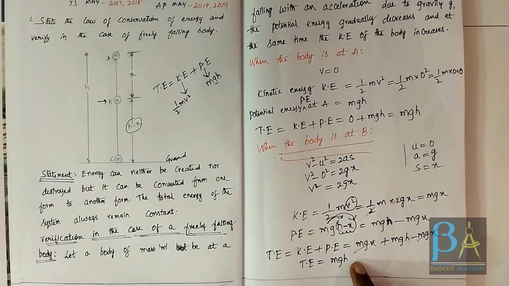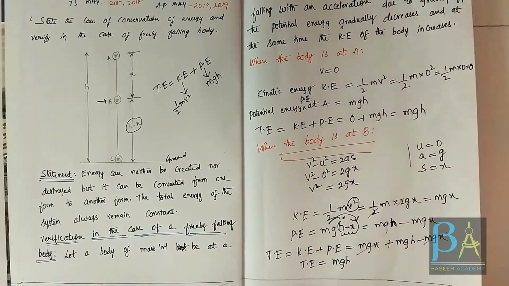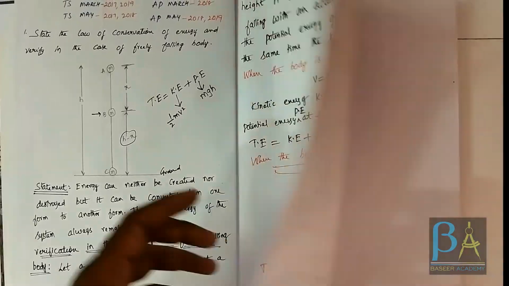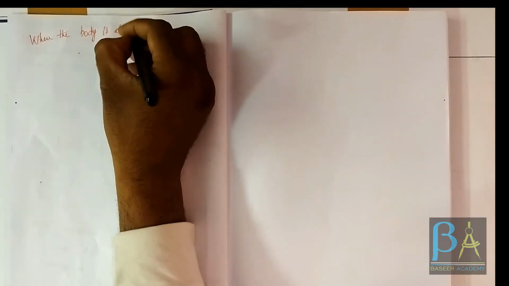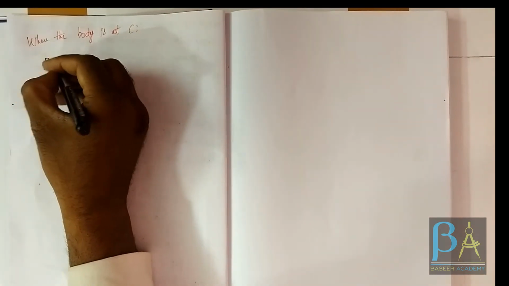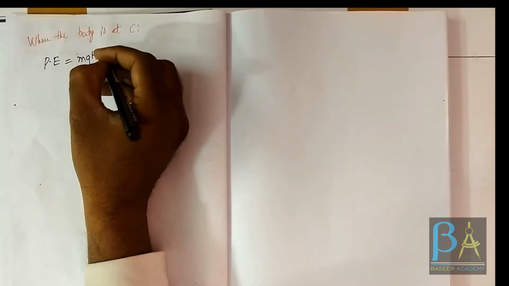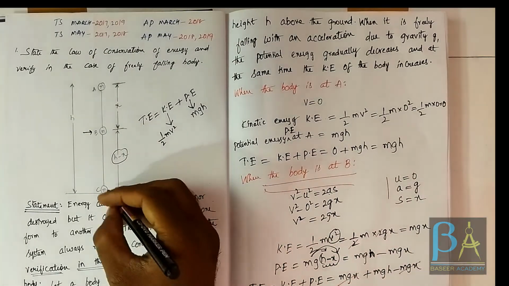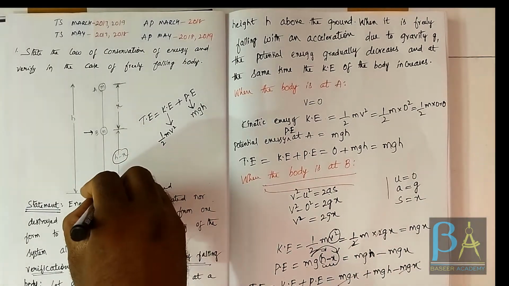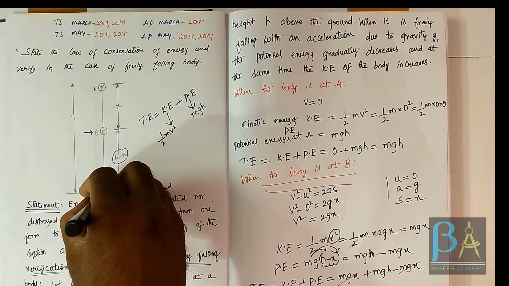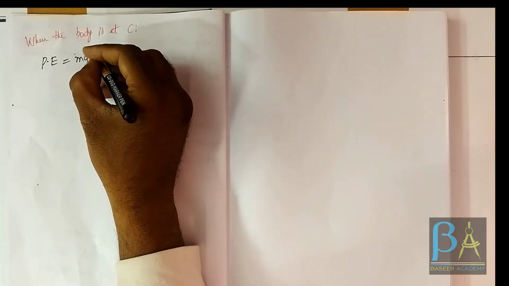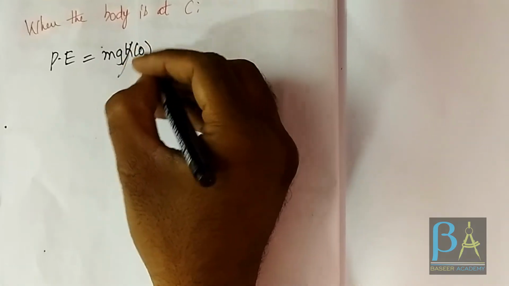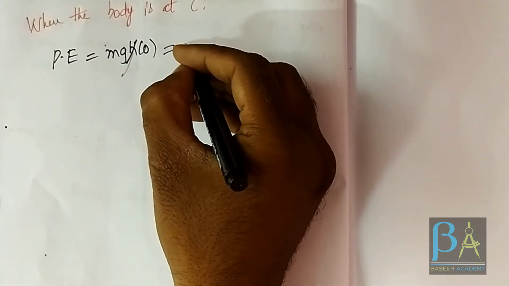Let us also find out the total energy at point C. When the body is at C, let me find out the kinetic energy and the potential energy. The potential energy is given by the formula mgh, but at point C, you can see for yourself the body is on the ground. So the height of the body from the ground is 0. So in place of h, we are going to write a 0 here. mg into 0 gives us 0.